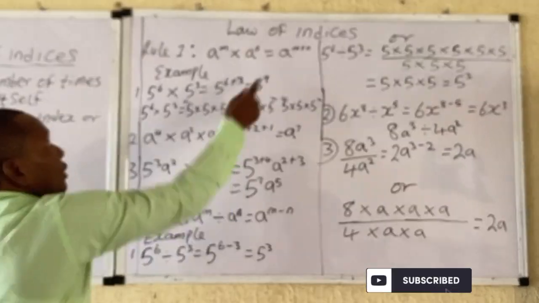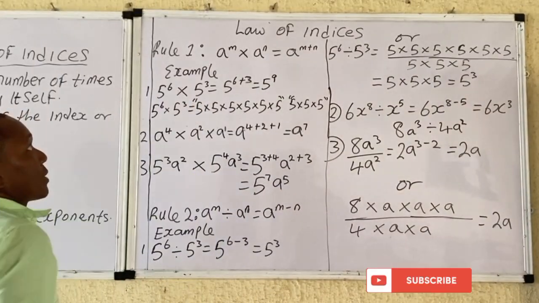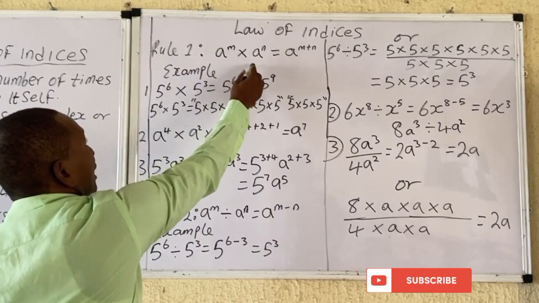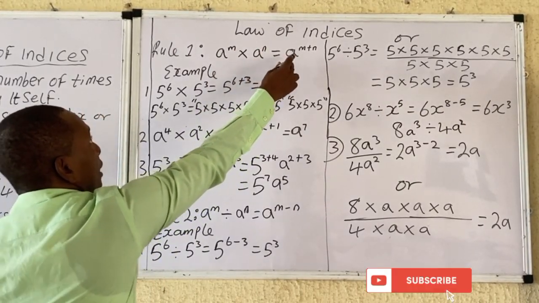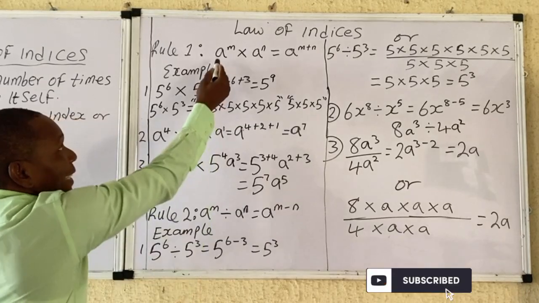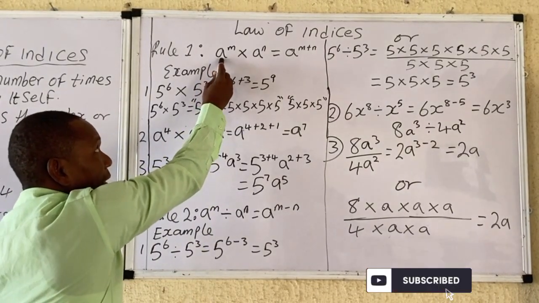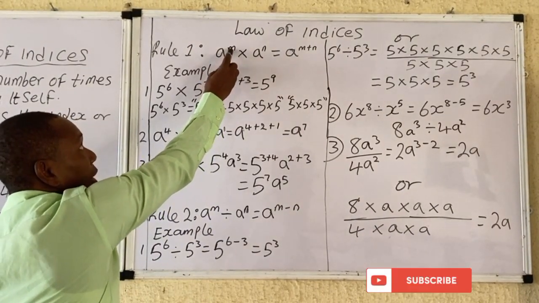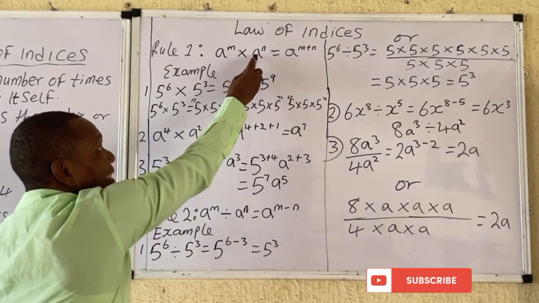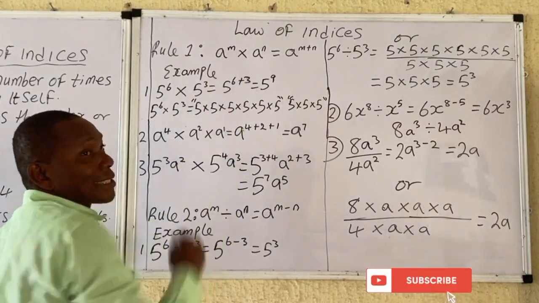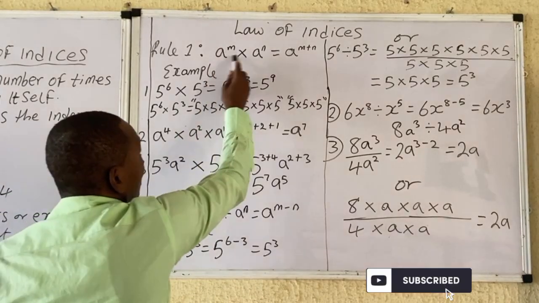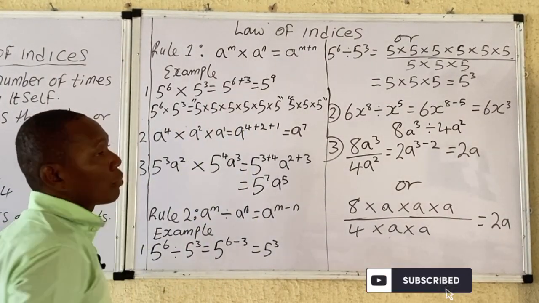Now in the law of indices, rule 1 or law 1 is a raised to the power m times a raised to the power n equals a raised to the power m plus n. Now please take note. Remember, a is the base. A base that has the power of m, and that same base that has the power of n. Remember, both bases must be the same thing. In this law, both bases must be the same thing.